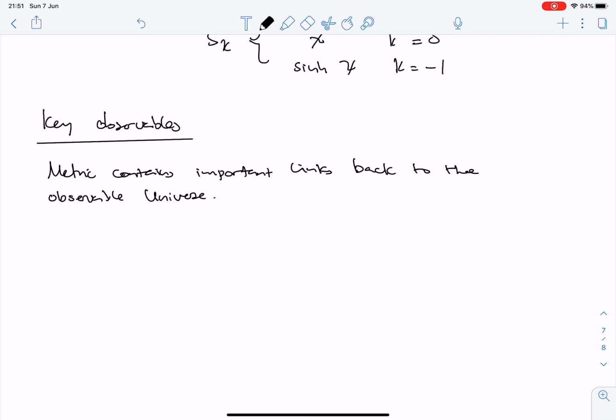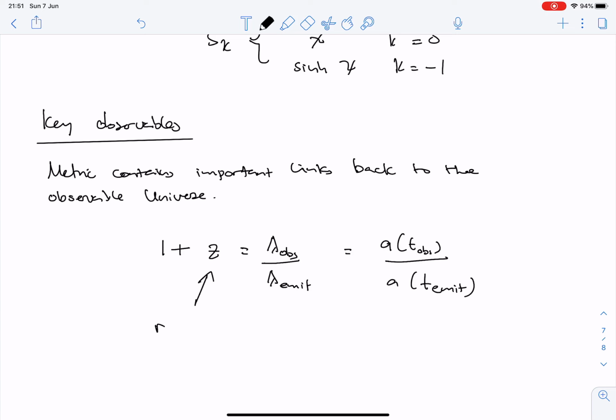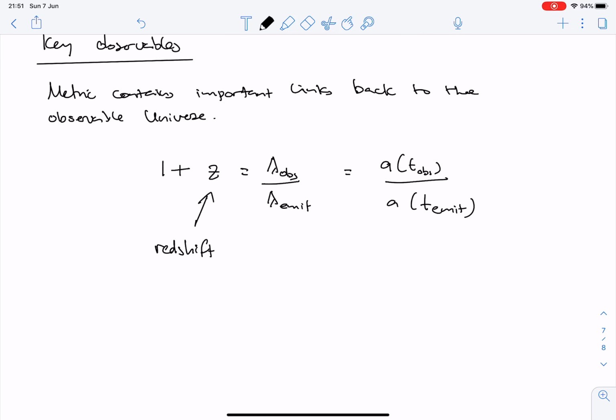And so I'm going to write this slightly differently. I'm going to write 1 plus z is equal to lambda obs over lambda emit, is equal to a t obs over a t emit. And what I mean here is that z is the quantity we're going to call the redshift. Lambda is a wavelength. And these here are scale factors.